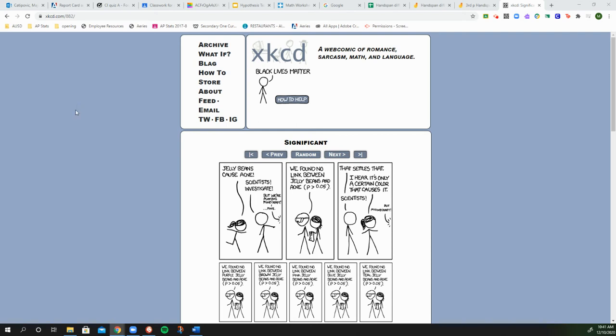All right, folks, we are going to fill in the rest of the notes. So, first question: what is the difference between statistical and practical significance? And we're going to refer back to this XKCD comic.